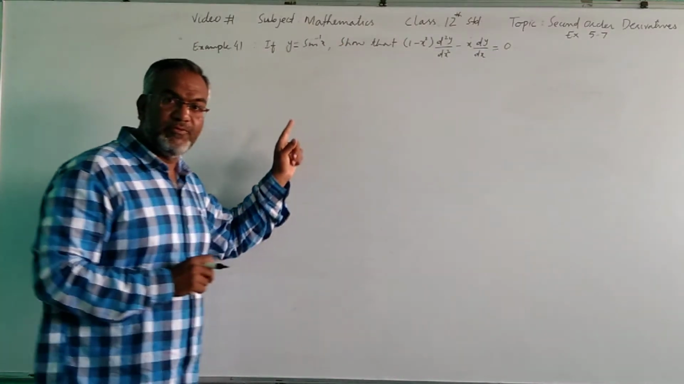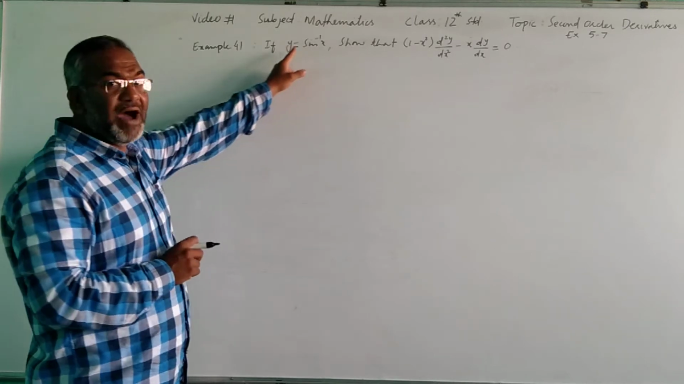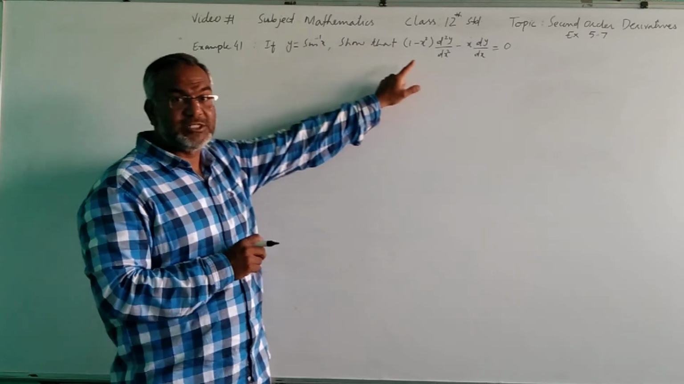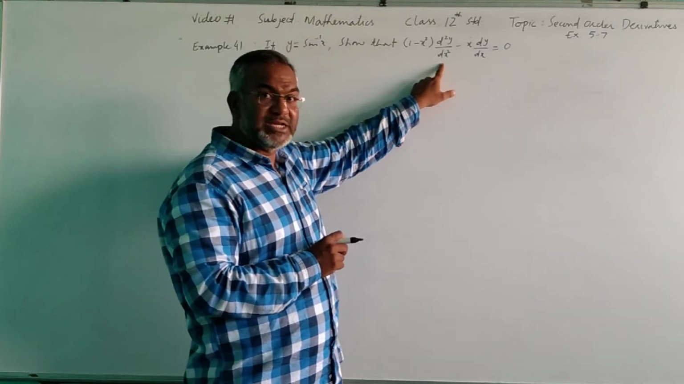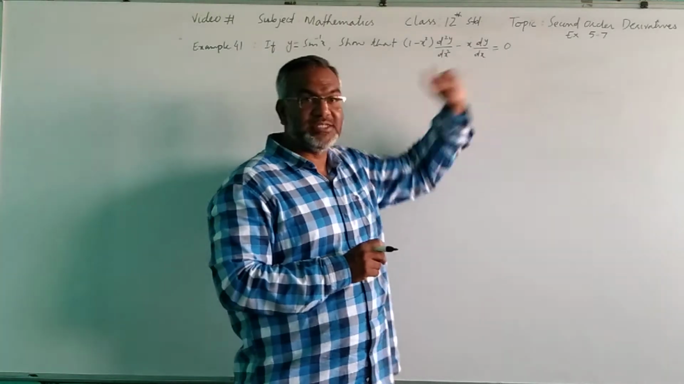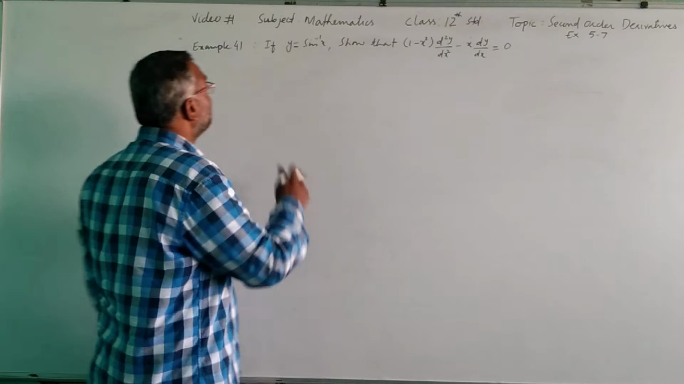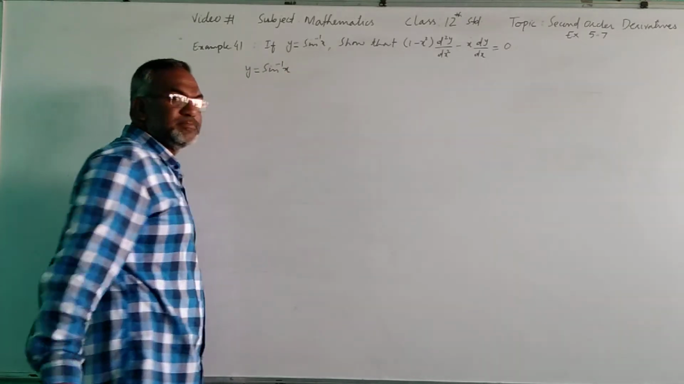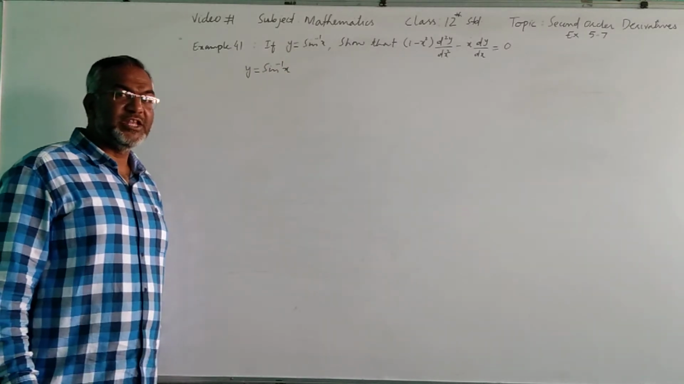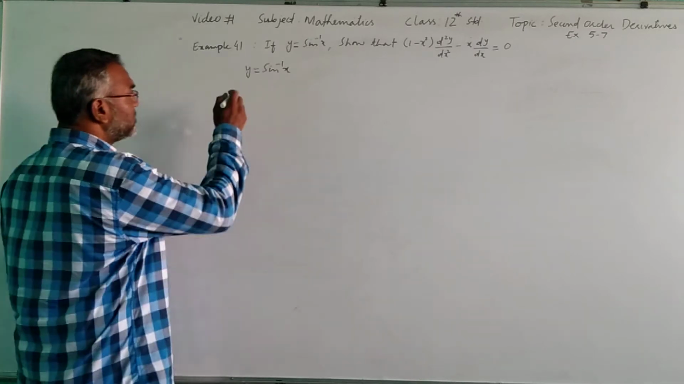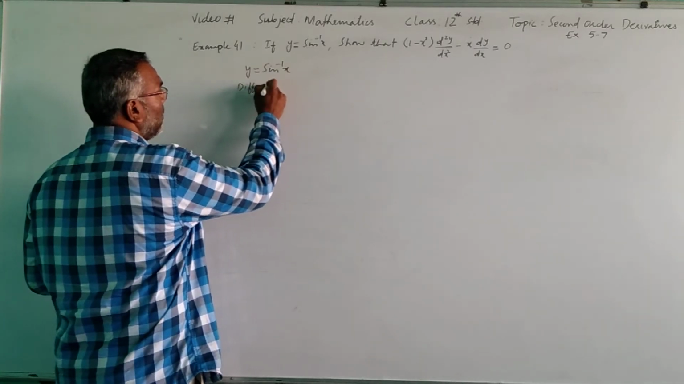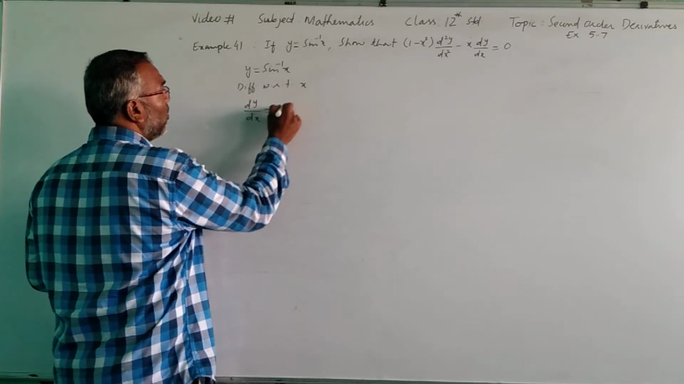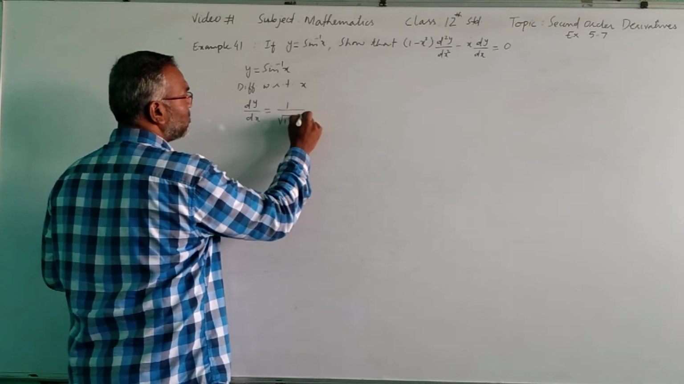Now, example number 41 is, if y is equal to sin inverse x, then show that 1 minus x square into d square y by dx square minus x dy by dx is equal to 0. This we have to prove, right? So take the given equation. The given equation is y is equal to sin inverse x. So differentiate with respect to x. It becomes dy by dx is equal to 1 by root 1 minus x square.